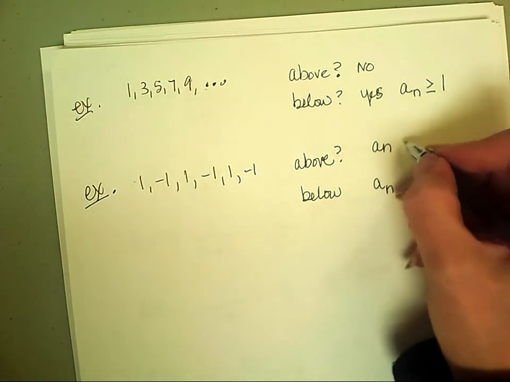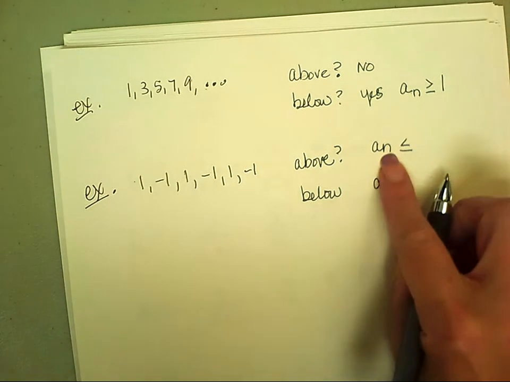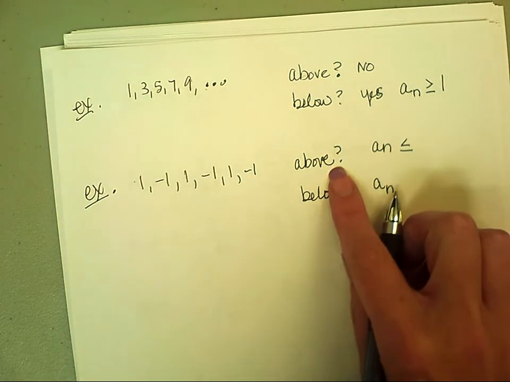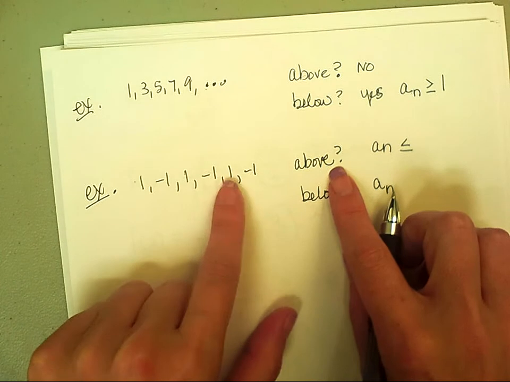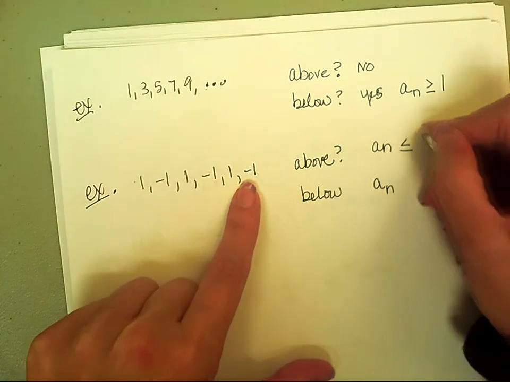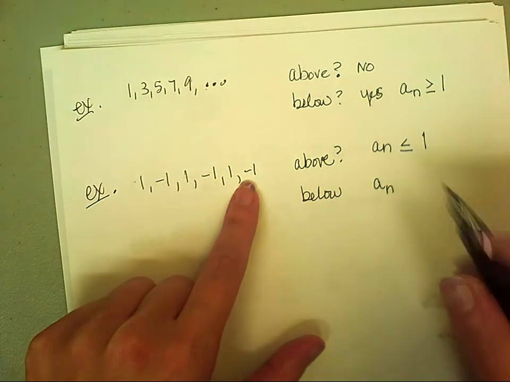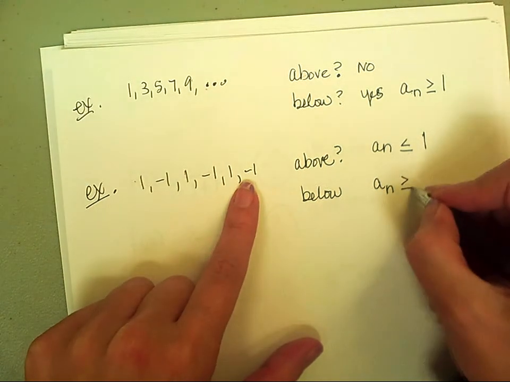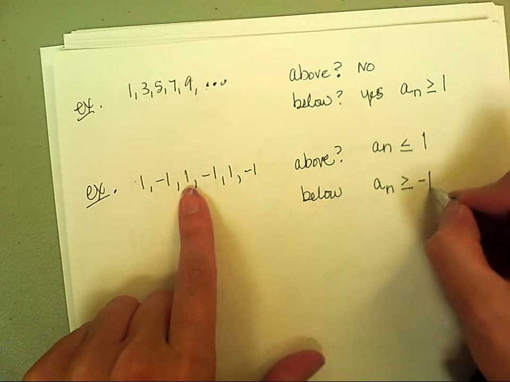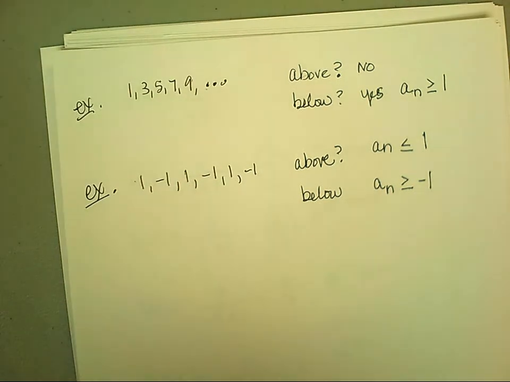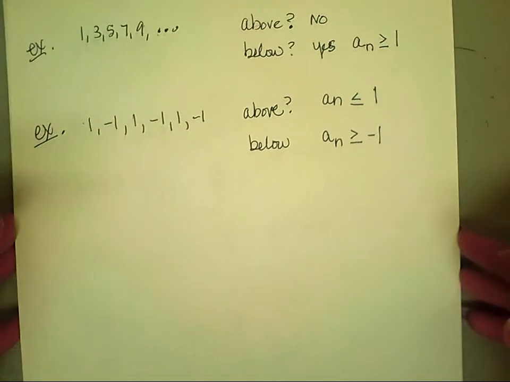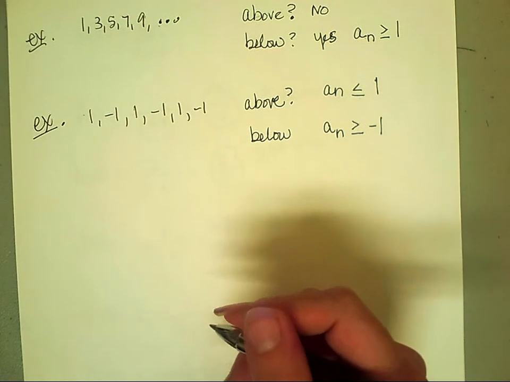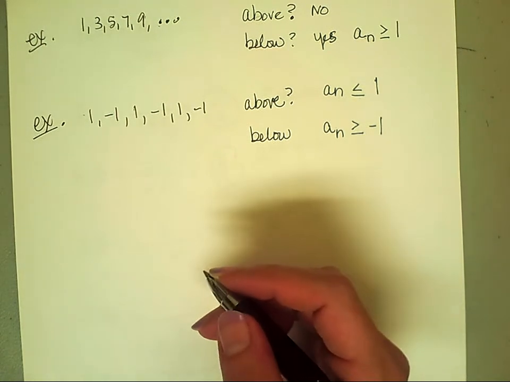So if a sub n, when we compare them, is bounded above, then every term has to be less than or equal to some number. In this case, we only have 1 and negative 1 to deal with, so yes, it's bounded from above. Every term is either less than or equal to positive 1. And similarly, it's bounded below because every term is greater than or equal to negative 1. Okay, so what this is getting to is some description about various types of sequences and vocabulary associated with them.